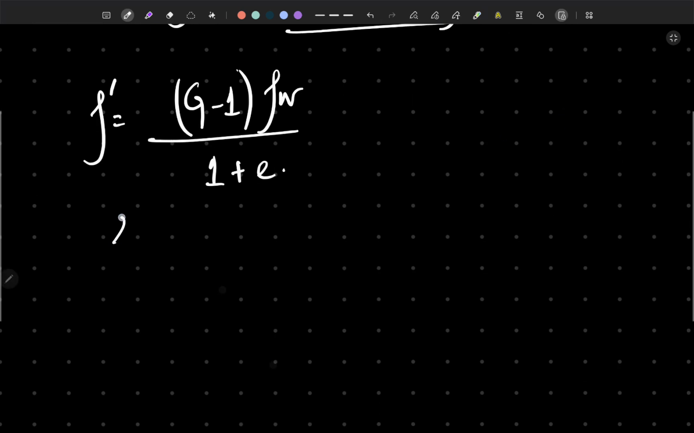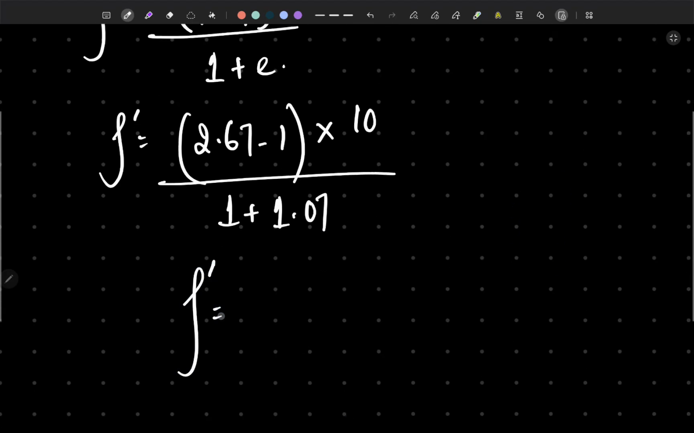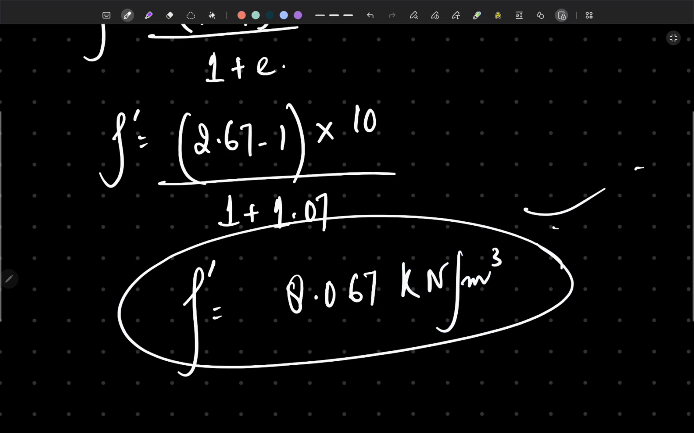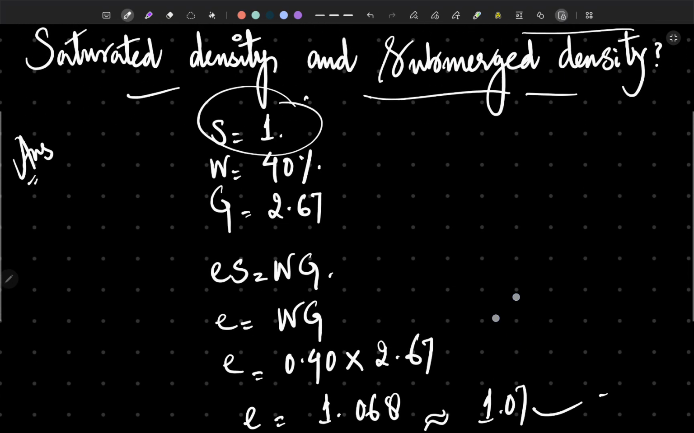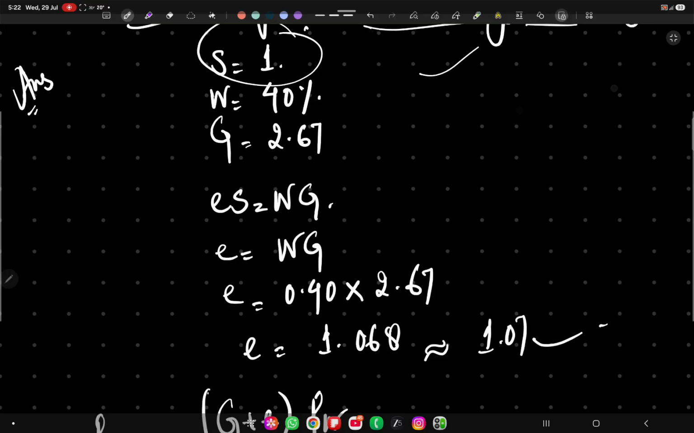Alright. So this is how much? 2.67 minus 1. Density 10 kilonewton per cubic meter. 1 plus 1.07. By calculation, submerged density is equal to 8.067 kilonewton per cubic meter. Right? So we completed the question in all respects. We did find void ratio, saturated density, as well as the submerged density. It was quite an easy question. Now let's move on to the next one.